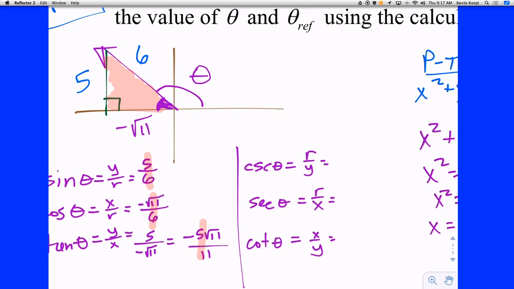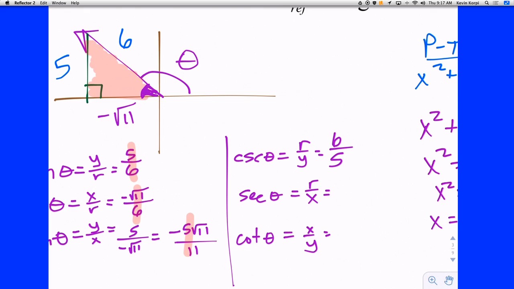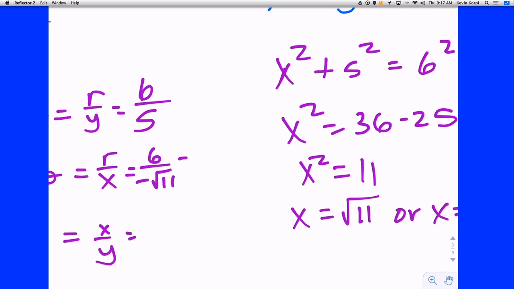Good. So let's pull them off of our triangle. R over y is 6/5. That should be the reciprocal of 5/6, is it? Yes, good. So we're checking. Secant is r over x. That's going to be 6 over negative square root of 11. Now, is that the reciprocal of negative square root of 11 over 6? It is indeed.